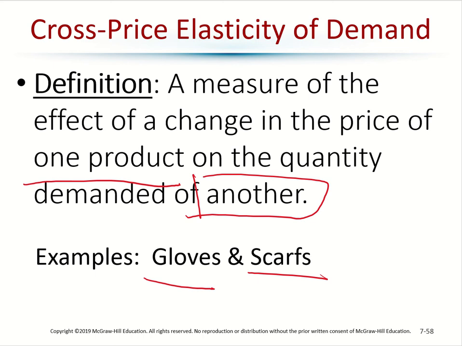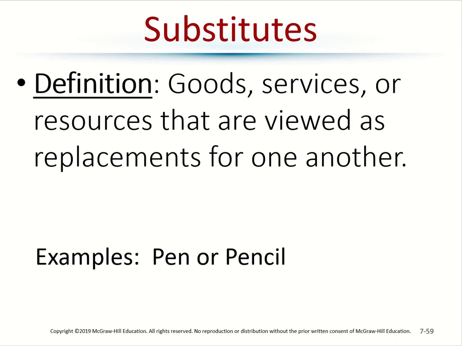Because when the weather is cold, you do buy them together, right? So they're complementary goods. So first, let's look at substitutes. For substitutes, goods and services are replacements for one another. So pen and pencil, they're substitutes.